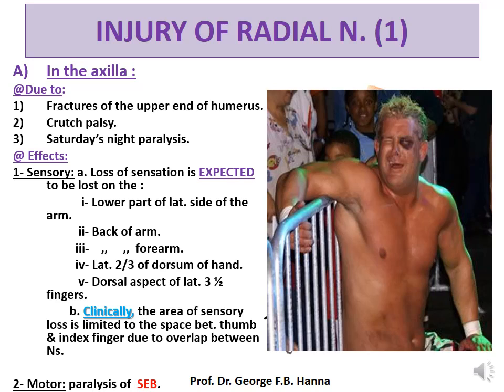injury of radial nerve in the axilla leads to what? Sensory and motor. Number one, sensory.